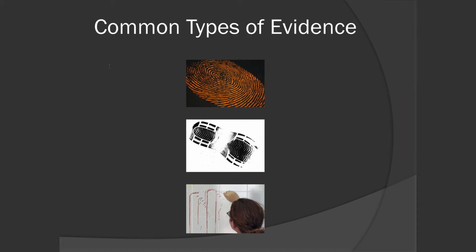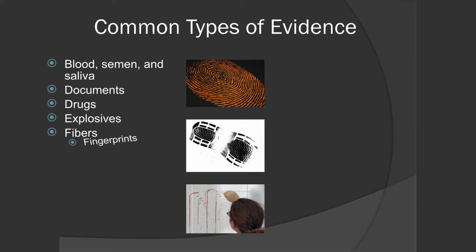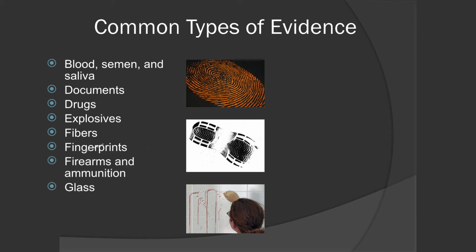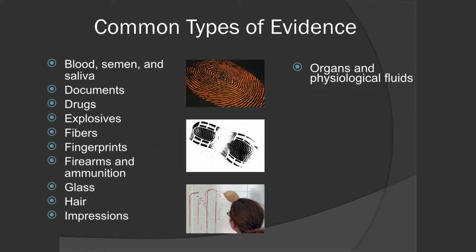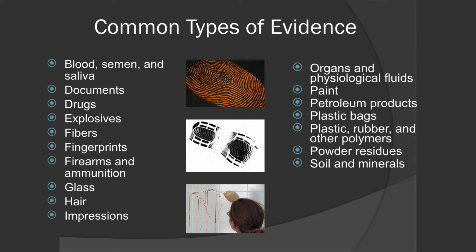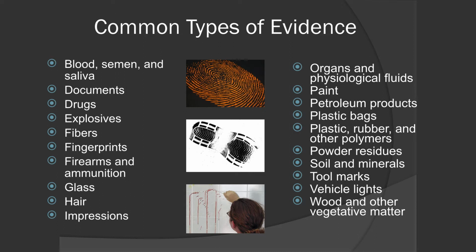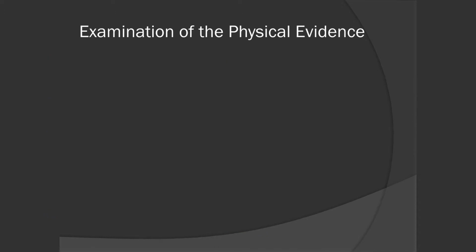So as you look through this list of common types of evidence, you're going to see some that are things that you would expect. Blood, semen, saliva, documents, drugs, fingerprints, any sort of firearms, paint, plastic bags, anything that would be obvious to the investigation. And then after the body gets sent to the morgue, any organs and physiological fluids that the coroner obtains also become evidence as well.